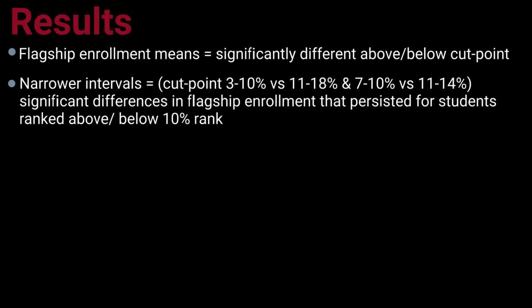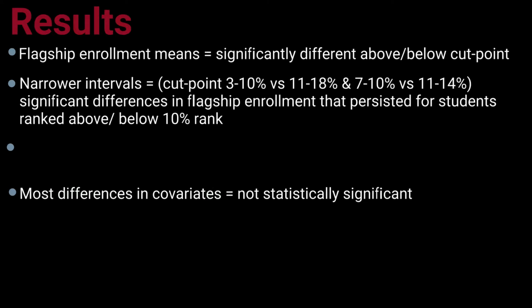The researchers ran descriptive statistics for the top decile students and those ranked at or below the 10th percentile, which verified the researchers' basic assumption of the RD design. Flagship enrollment means are significantly different between those above and below the cut point. For the narrower intervals around a cut point, 3 to 10% versus 11 to 18%, and also 7 to 10% versus 11 to 14%, there were significant differences in flagship enrollment that persisted for students ranked above and below the 10% rank. Most differences in covariates were not statistically significant, except for Asian origin, parents with less than high school education, college entrance exams taken, and test scores.